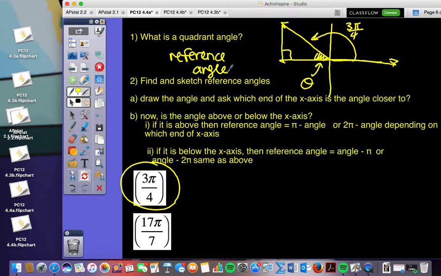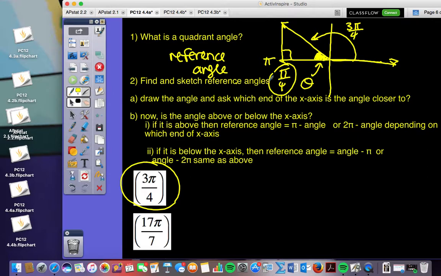So 3 pi over 4 would have a reference angle of what? Well, this is 3 pi over 4. What's the distance between 3 pi over 4 and pi? Pi over 4. Good. Who said that? Gotcha, Pete. Sorry. So yeah, we would say this theta is pi over 4, and we call it what? What do we call pi over 4? Reference angle. Good, Jack. And that's how we're rolling. Okay?